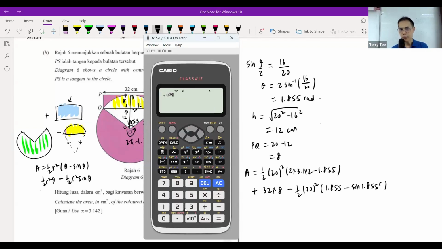0.5 times 20 squared times 2 times 3.142 minus 1.855, then you plus 32 times 8 minus 0.5 times 20 squared times open bracket 1.855 minus sine 1.855, close bracket. Okay, 1.855.